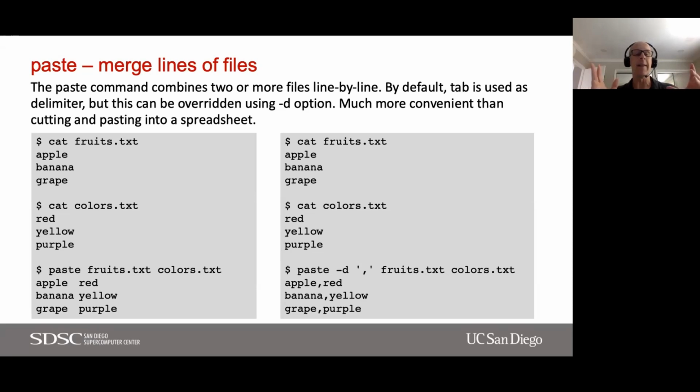And if I wanted to combine these so that I get a single file with the lines of each of these two files combined, I could just do a paste. In this case, paste fruits.txt, colors.txt, and now I get, for my first three records, apple red, banana yellow, grape purple. To show how you can change the delimiter, the example on the right-hand side is exactly the same, except here I use the -d option, and I specified that a comma would be the delimiter. So now I have apple, comma, red, banana, comma, yellow, grape, comma, purple.